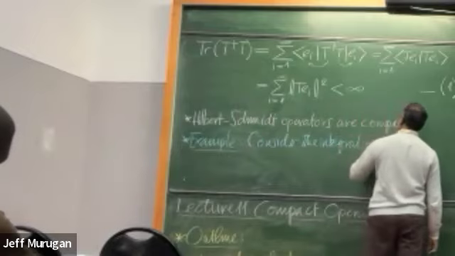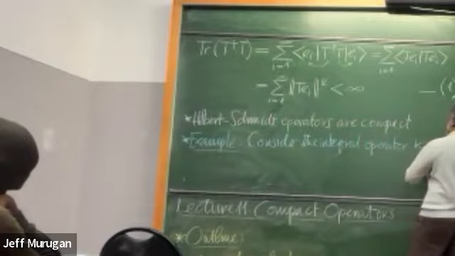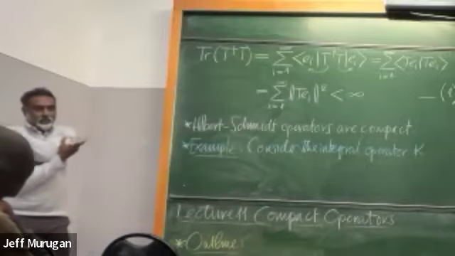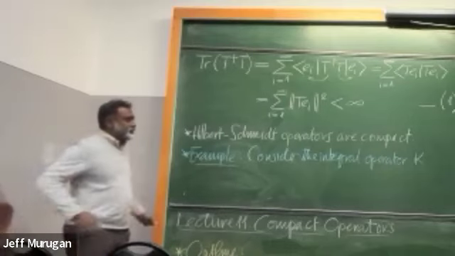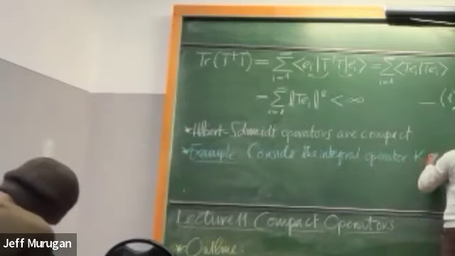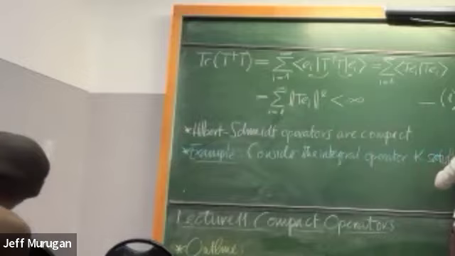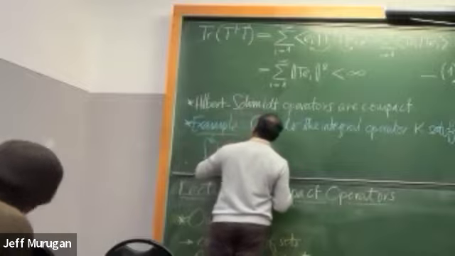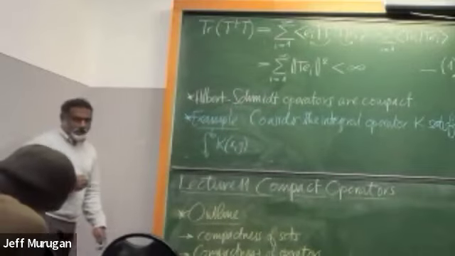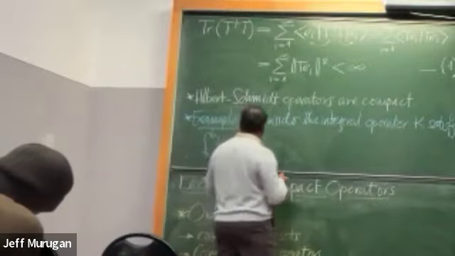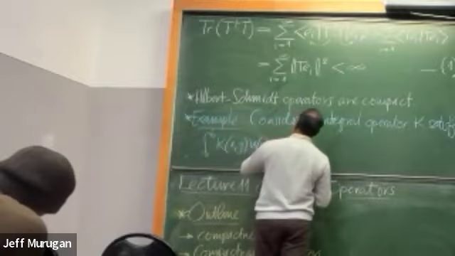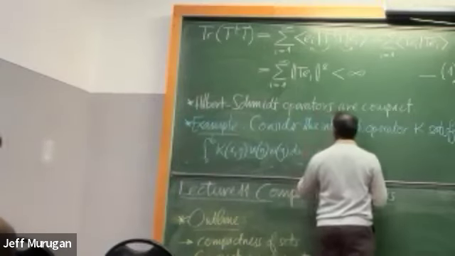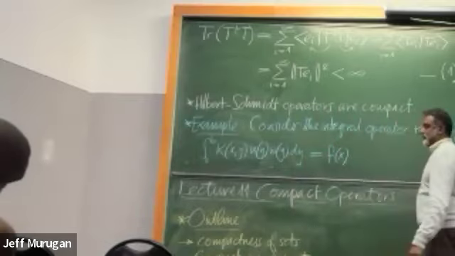Consider the integral operator K, whose action on some function or some vector u in a Hilbert space is defined as follows: the integral from a to b of K of x and y, u of y, w of y, integrated over y. And this is f of x.